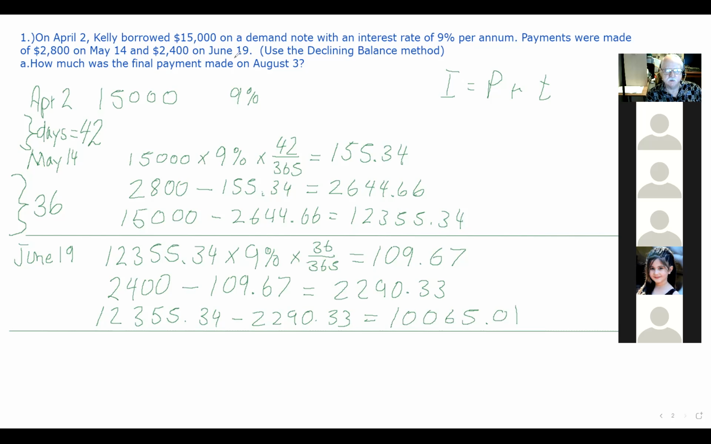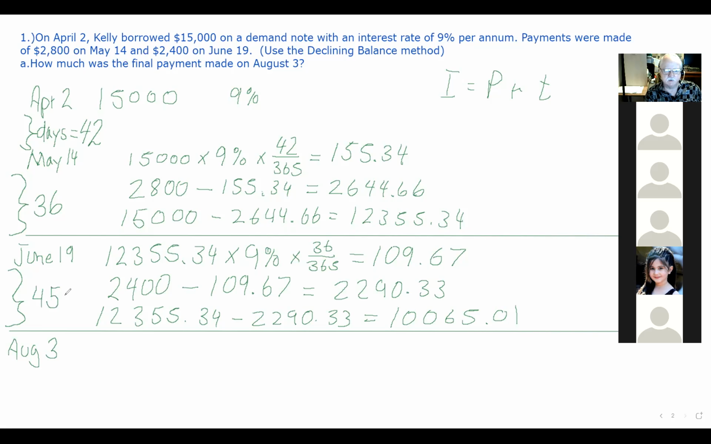So Kelly shows up again on August 3rd and says they want to make a payment. So how many days have transpired from June 19th to August 3rd? We'll go with 45.